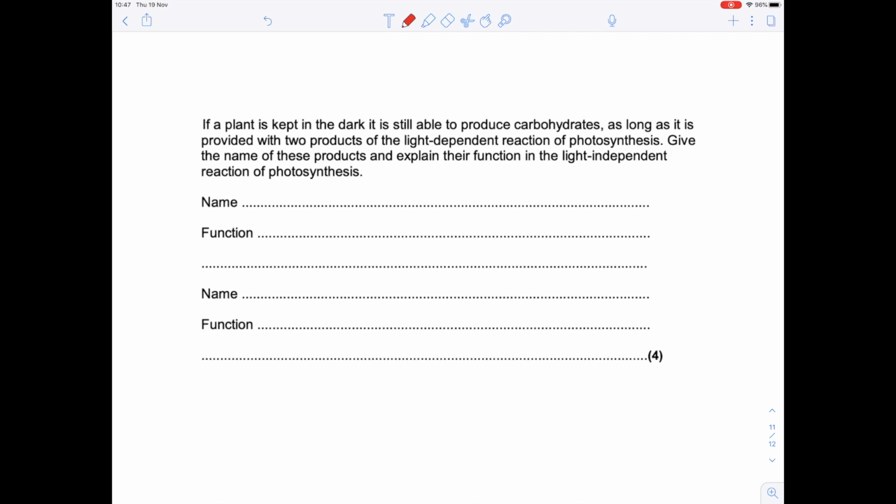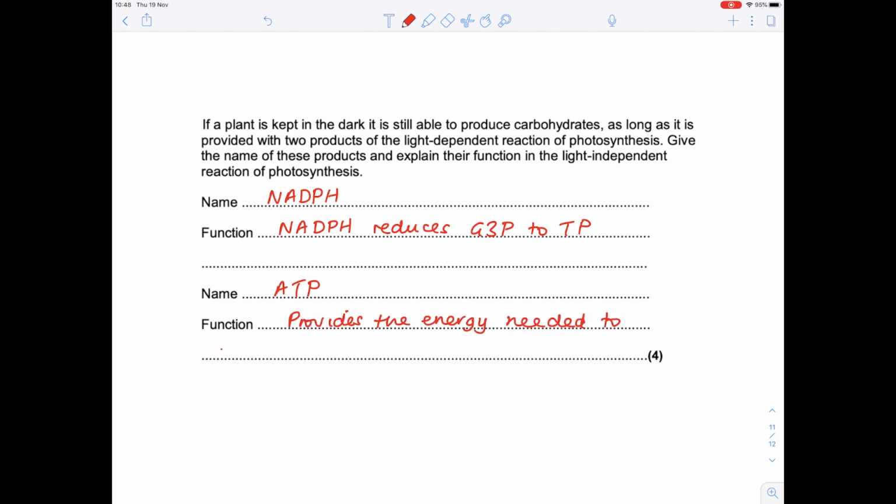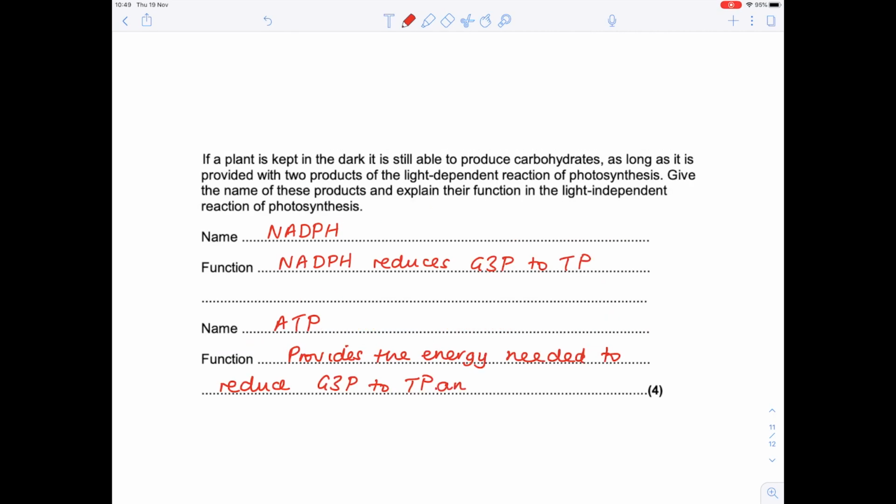If a plant is kept in the dark, it is still able to produce carbohydrates as long as it is provided with two products of the light-dependent reaction of photosynthesis. Give the name of these products and explain their function in the light-independent reaction of photosynthesis. So I keep talking about this, NADPH and ATP. So NADPH reduces glycerate 3-phosphate to triose phosphate, and ATP provides the energy needed to reduce glycerate 3-phosphate to triose phosphate, and the energy needed to produce ribulose bisphosphate from triose phosphate again. And remember, you can use those accepted letters.